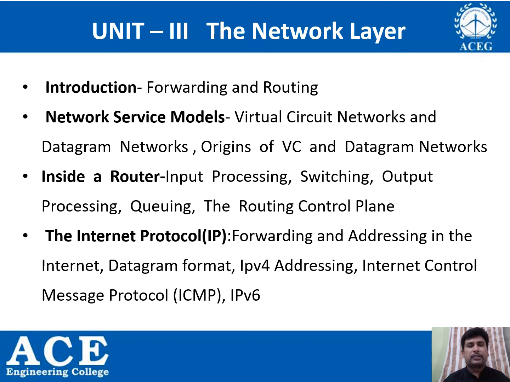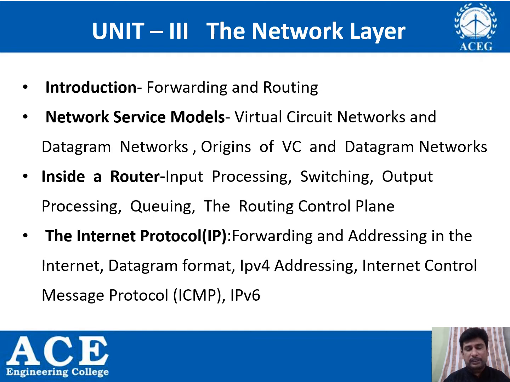In our previous class, we started discussing our unit number 3, which is the network layer. The network layer, which is the third layer of the OSI model, performs different types of functions. First and most important function is it receives data from the transport layer, which is in the form of segments, and converts it into datagrams.